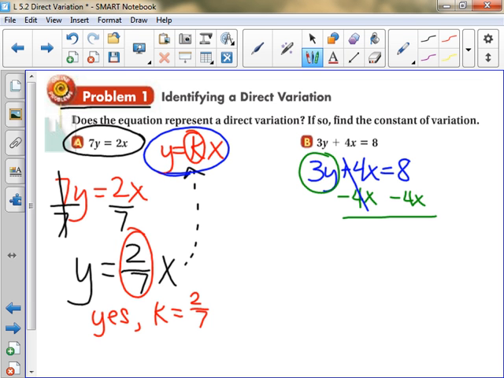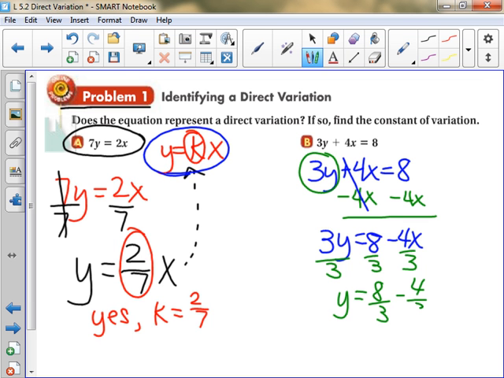The 4x's cancel. You're left with 3y equals 8 minus 4x. Still looking to solve for y, so you divide both sides by 3. y equals 8/3 minus 4/3 x. This is not a direct variation equation. It's not a direct variation equation because you have this added constant.